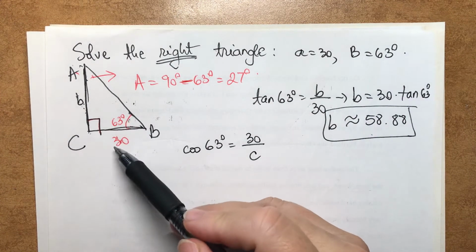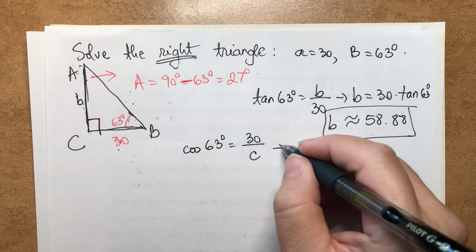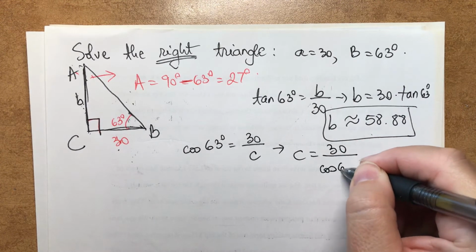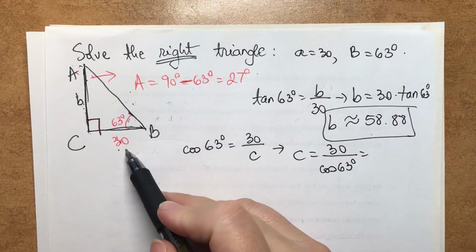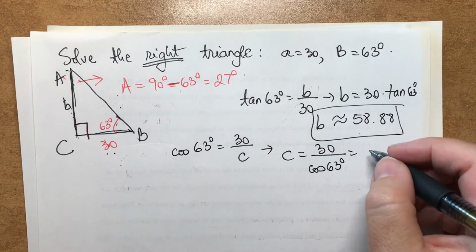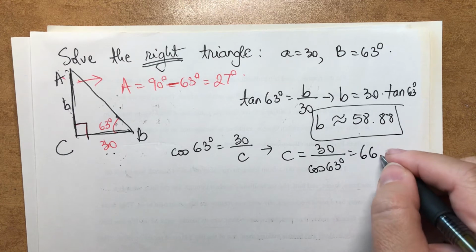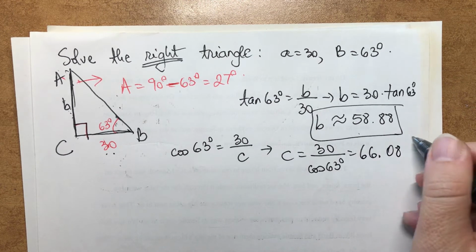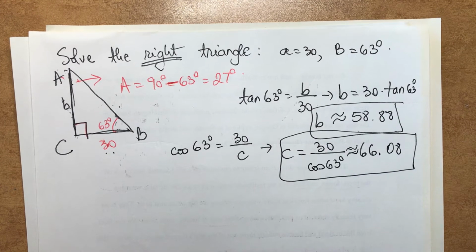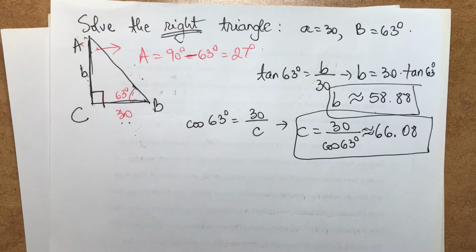Cosine of 60 degrees is the adjacent, which is 30, over the hypotenuse, which is what we're trying to find. This is why it helps so much to draw this triangle, because you see which one is the adjacent. If you've labeled all the sides, it makes it much easier to figure all this out. Putting this in your calculator, you'll get approximately 66.08. Makes sense. The hypotenuse should be the longest side. All perfect, all done.